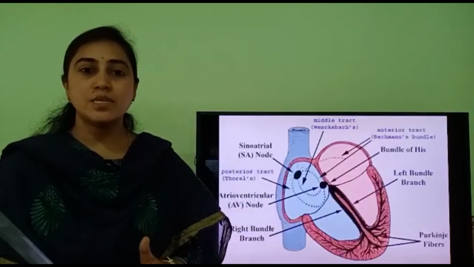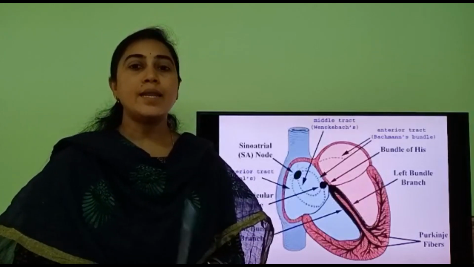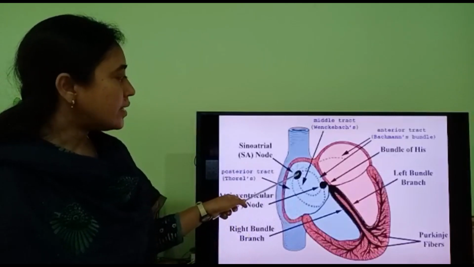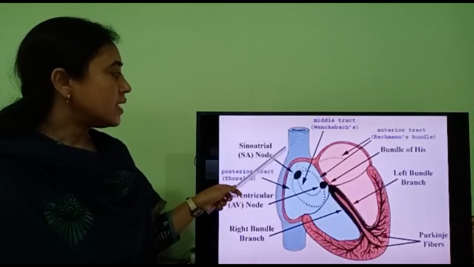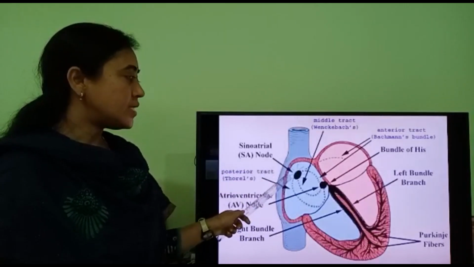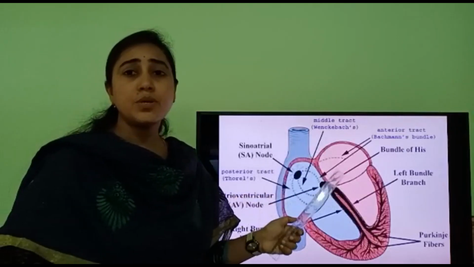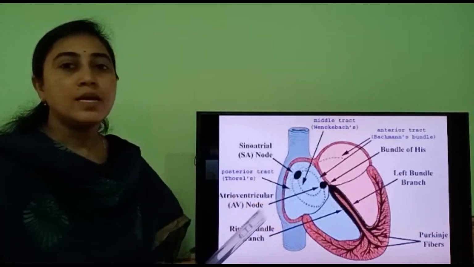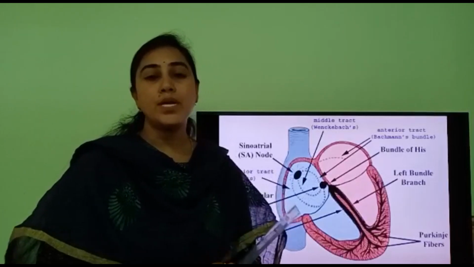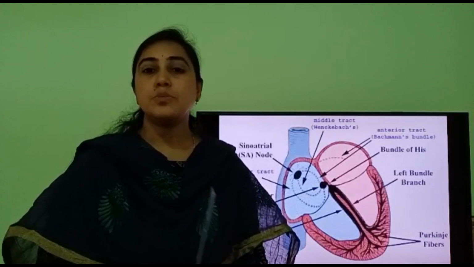See, here we can see two specific nodal tissues. One is the sinoatrial node and another one is the atrioventricular node. The sinoatrial node can be seen at the right corner of the right atria, where the precaval vein opens into the right atria. And you can also see another nodal tissue, the atrioventricular node. It is present at the left corner of the right atrium, close to where the coronary sinus opens into the right atrium.